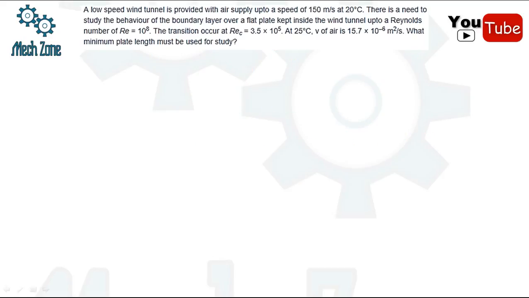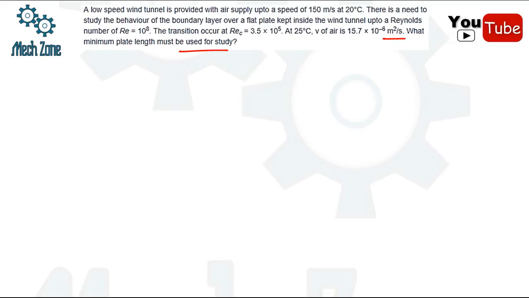Now in the next question we have a low speed wind tunnel provided with air supply up to a velocity of 150 meter per second at 20 degrees centigrade. There is a need to study the behavior of the boundary layer over the flat plate kept inside the wind tunnel up to the Reynolds number 10 to the power 8. The transition occurs at 3.5 into 10 to the power 5 Reynolds number. At 25 degrees centigrade, viscosity of air is 15.7 into 10 to the power minus 6 meters square per second. What is the minimum plate length that must be used for the study?